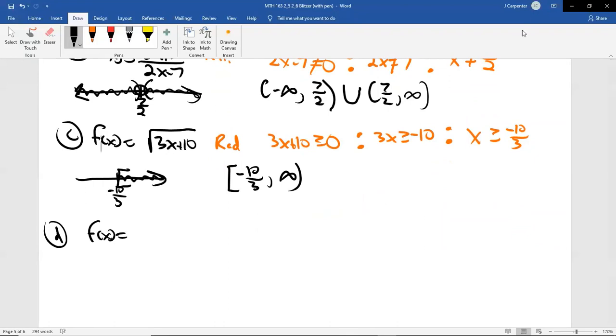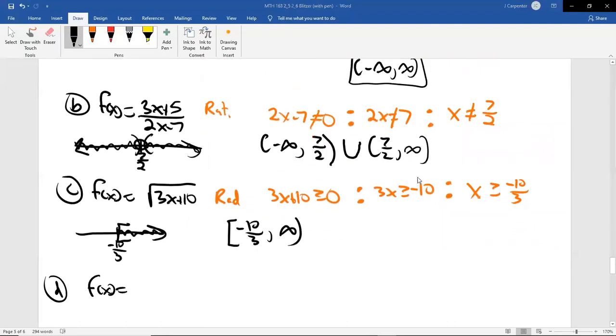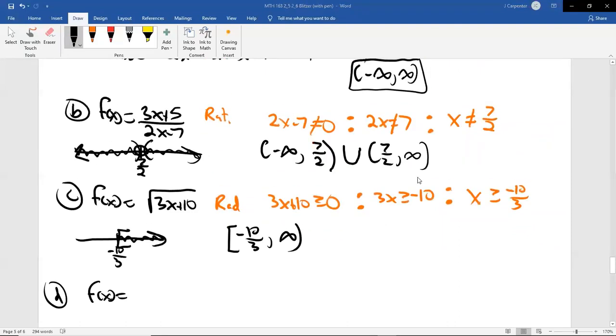F of x equals... Radicals have a potential for the domain to be negative infinity to infinity. You would have to have just an x squared inside. If you have a polynomial inside of a radical, it is possible that the domain is everything. It is possible, but that's because the polynomial is completely positive in itself. You would still have to go through this process to determine that.